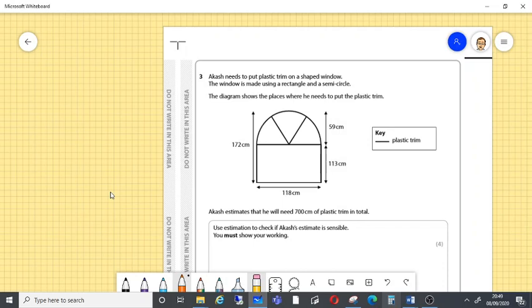Okay, so what I think we'll first of all do is we'll estimate this 118. We'll round that to 120. And I think we'll round that to 120 as well. And we'll probably do this as 110. This side here is 110. And these are 120, as I said.